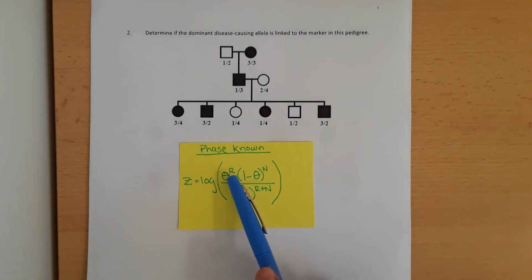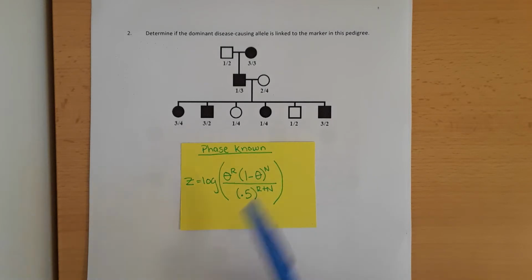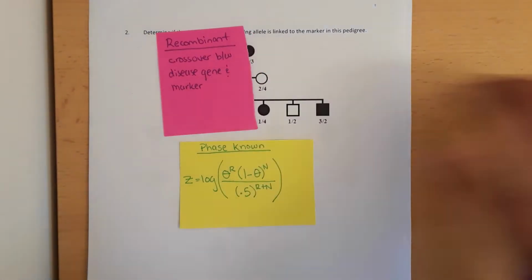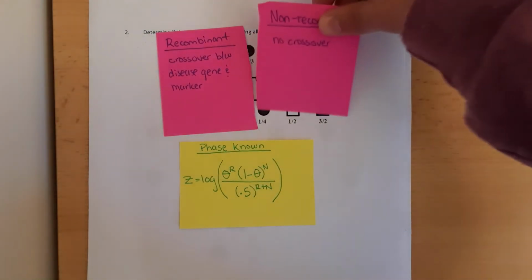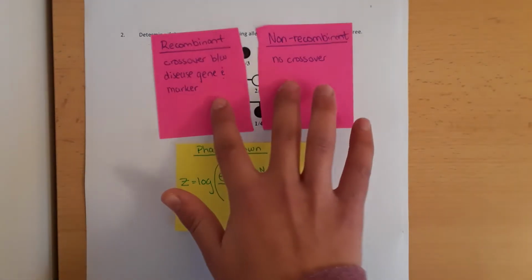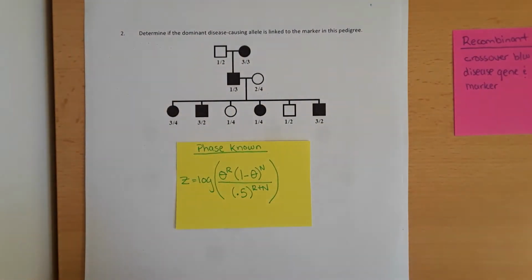Now we see something called the R and the N here. The R and the N is basically what you're trying to find, whatever is recombinant or non-recombinant. Recombinant means that there's crossover between the disease gene and the marker, but non-recombinant means that there's no crossover. And ultimately, we're trying to answer the question, is the disease gene linked to the marker? And if it is, how far?